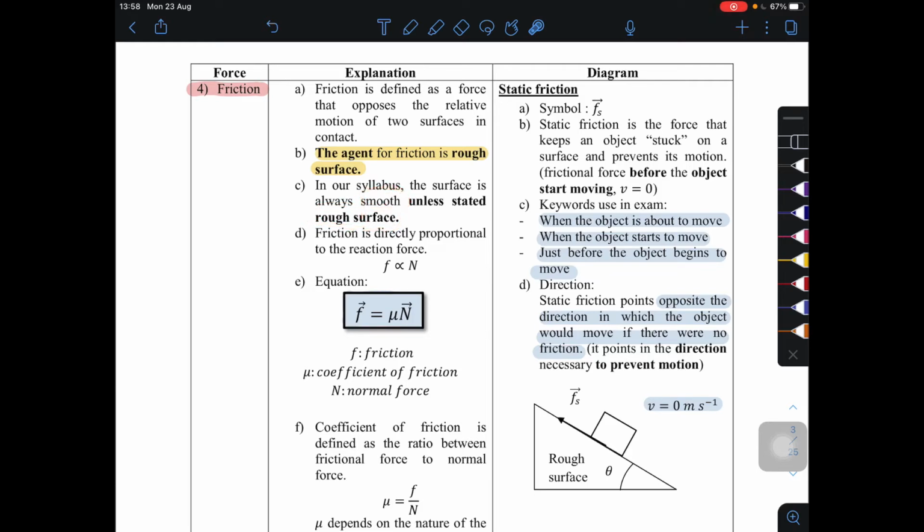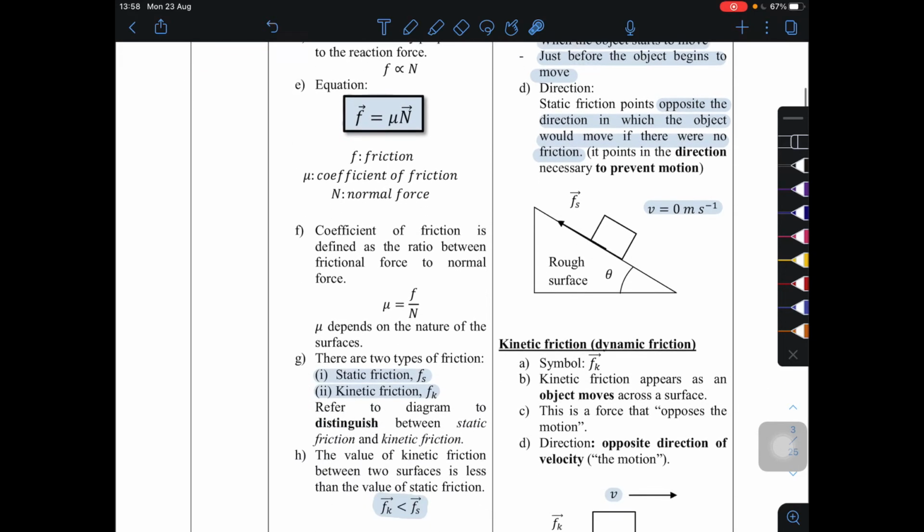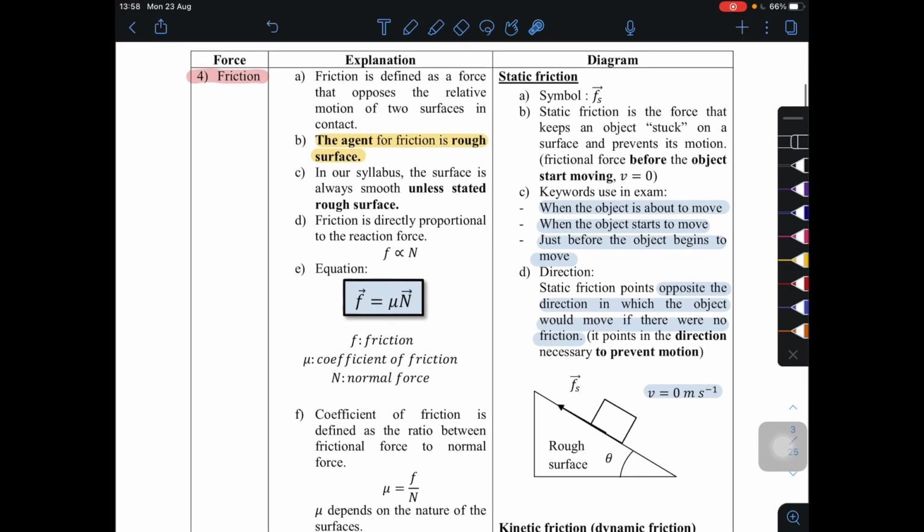So kalau smooth bermaksud tidak akan ada friction force. Kalau dia cakap rough surface bermaksud akan ada friction force. Dan friction force ni kita guna simbol F. Okay, tetapi friction force terbahagi kepada dua. Pertama adalah static friction, kedua adalah kinetic friction. Okay, di mana static friction dekat sini, simbol dia pula adalah Fs.